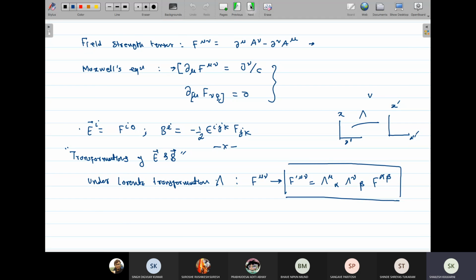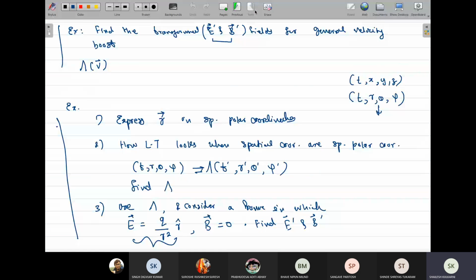You can approach this problem in another way also, in a simpler way. I gave this because I want to find this lambda. I want you to do this exercise: how this spatial vector changes in polar coordinates. One can approach this problem by using this exercise, you find these transformed fields. You know Ex, Ey, Ez. You know E prime x, E prime y, E prime z. Correct?